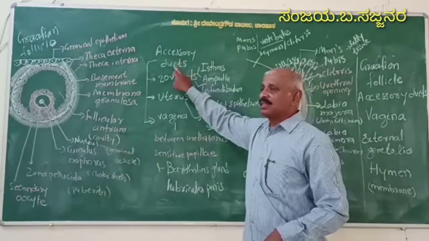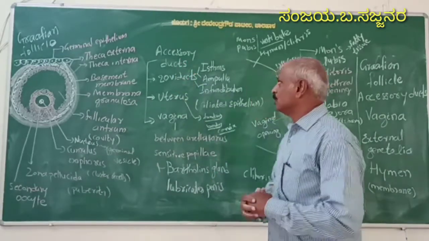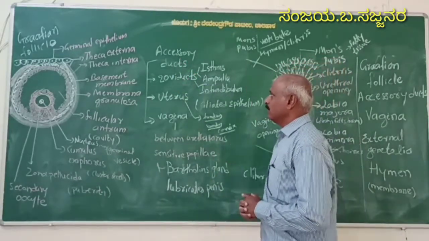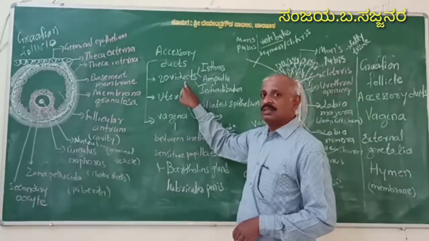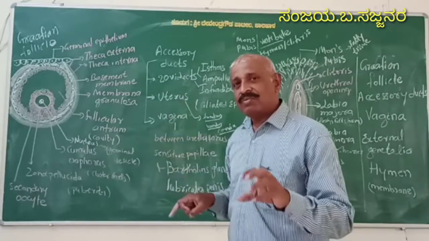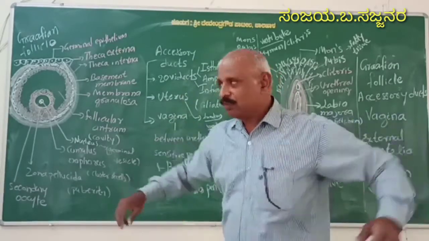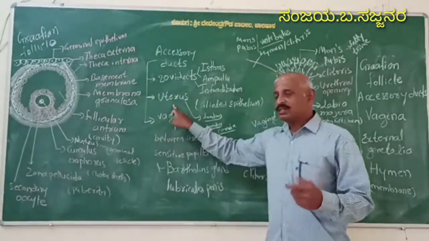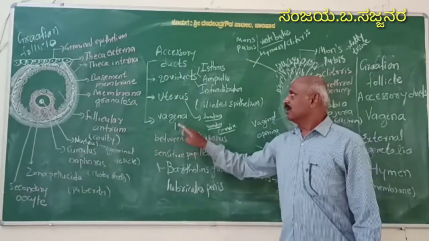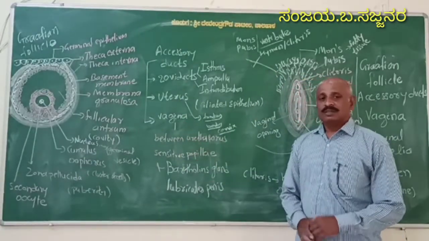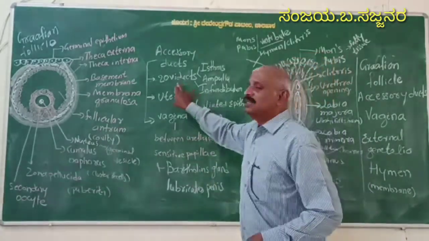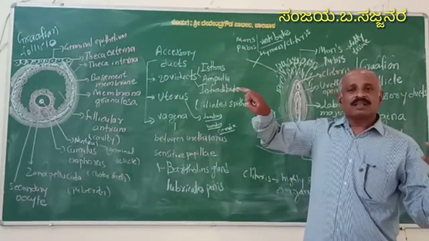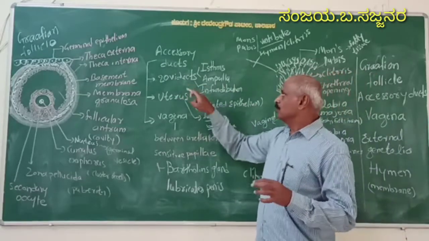Accessory ducts are classified into 3 parts: the 2 oviducts, which are nothing but the fallopian tubes, and afterwards the uterus and the vagina. So these are the 3 ducts. As you already saw in the last class, there are 2 fallopian tubes.